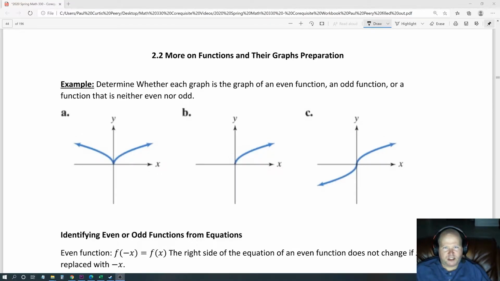2.2, more on functions and their graphs preparation. Determine whether each graph is an even function, an odd function, or a function that is neither even nor odd. So we're going to do more practice on this. This looks like this is an even function, right?